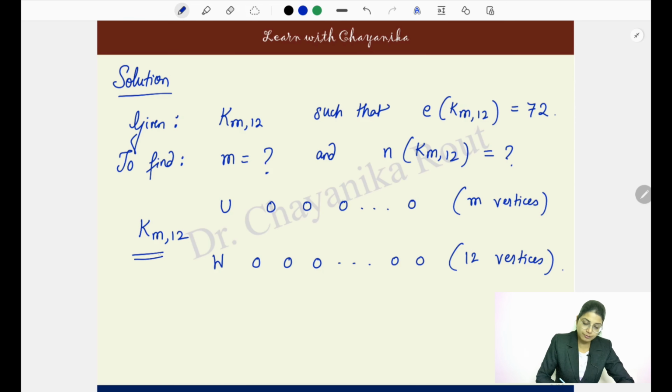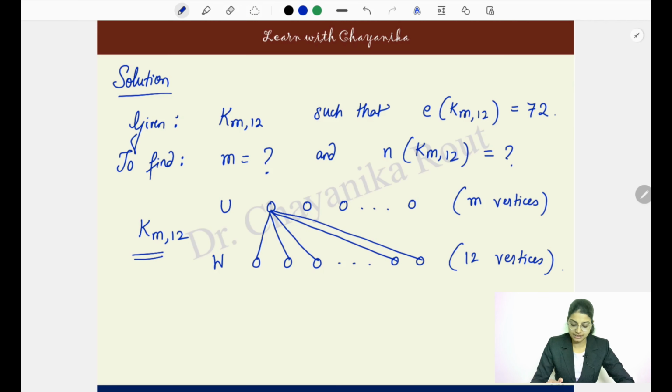Now since it is K_{m,12}, that is a complete bipartite graph, every vertex of the set U is adjacent to all the 12 vertices of the set W. There are 12 vertices below. In this way, every vertex of U is adjacent to all the vertices of the other partite set, that is W. Now that will help us to determine the degree of every vertex in this graph.